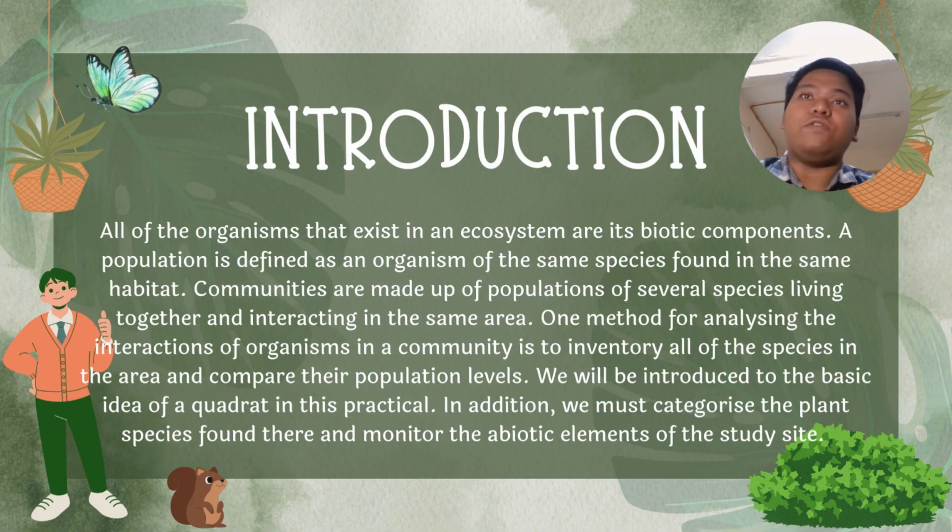Introduction. All of the organisms that exist in an ecosystem are its biotic components. Population is defined as organisms of the same species found in the same habitat. Communities are made up of populations of several species living together and interacting in the same area. One method for analyzing the interaction of organisms in a community is to inventory all of the species in the area and compare their population levels.